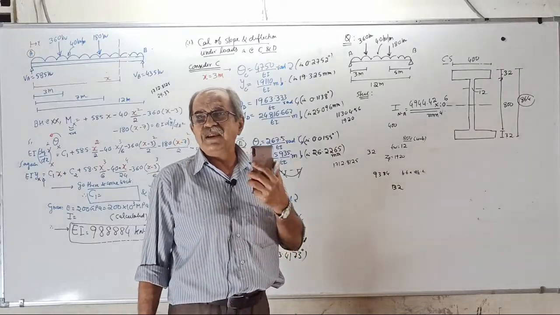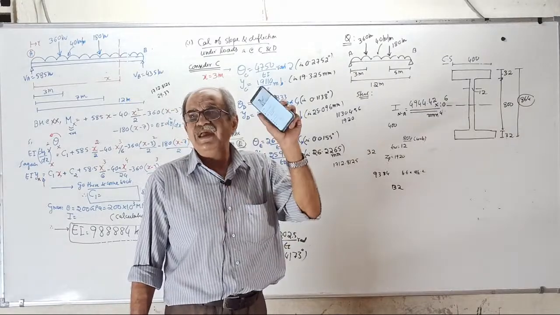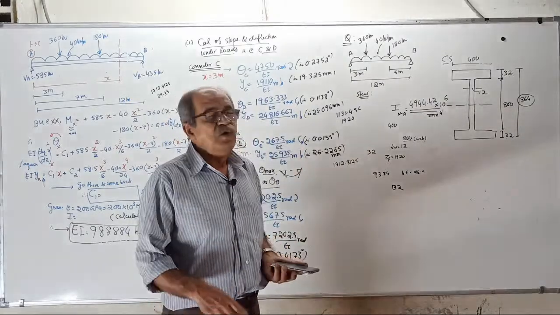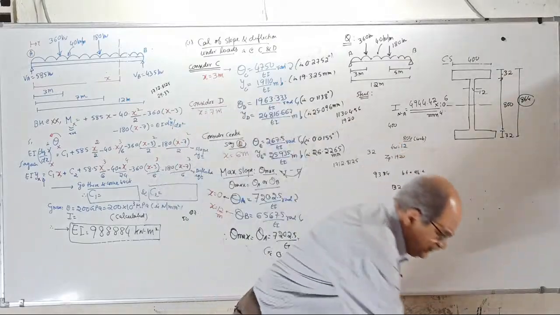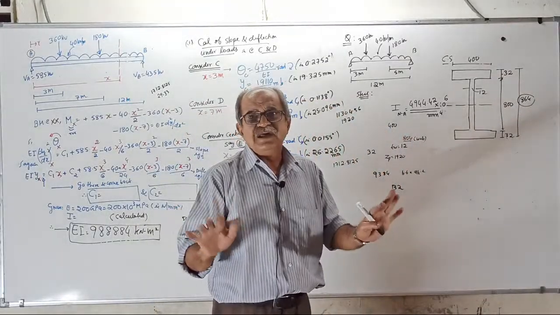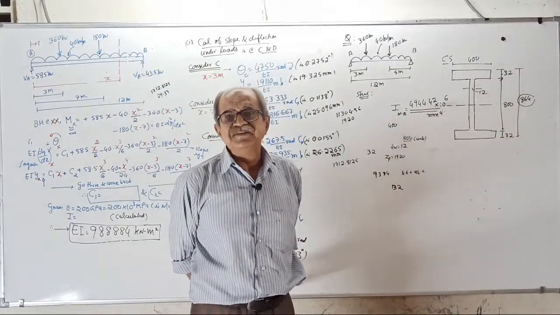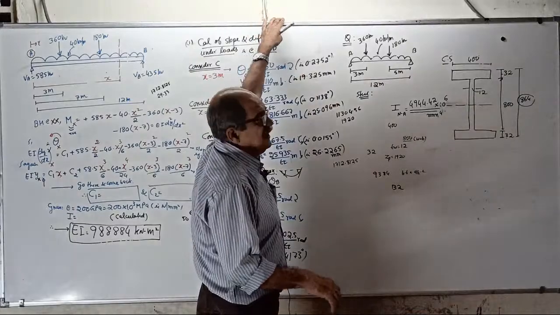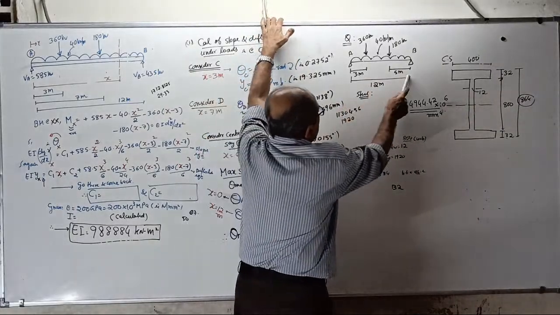Web crippling, web buckling also I know it is going to be safe. Therefore, this beam is okay. You can go ahead. Now, for you, in strength of materials, the question is what? For today's class, these are all information for those who know steel design. Now, our question for today's class is a simply supported beam of span 12 meter.